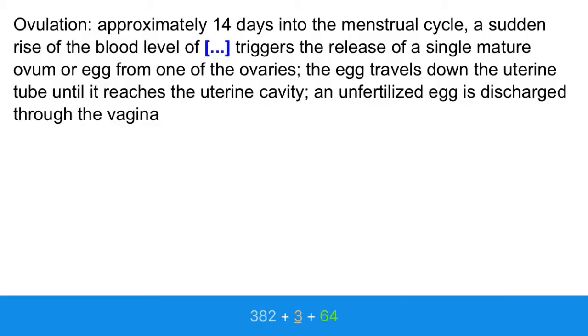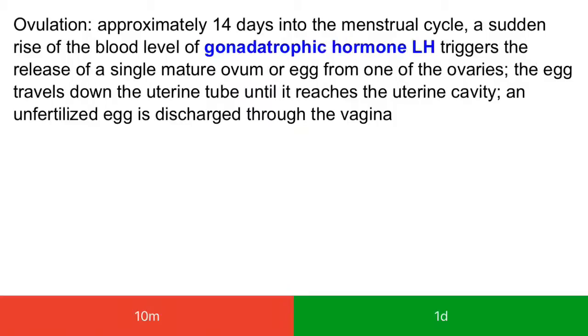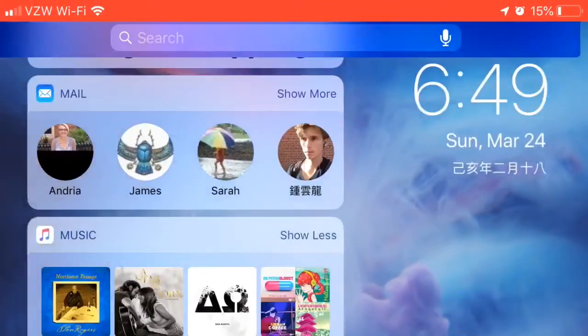Ovulation, 14 days in the menstrual cycle, is triggered by a rise of what in the blood? This one always confuses me. The answer is luteinizing hormone, or LH, a gonadotrophic hormone. But we know that there's also a hormone called gonadotropin that I think triggers the release of LH, which we could Google later. Yeah, let's look up gonadotropin.